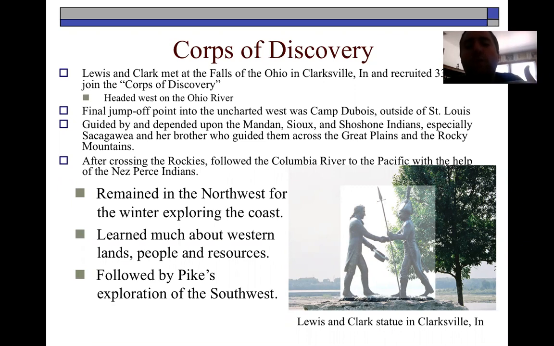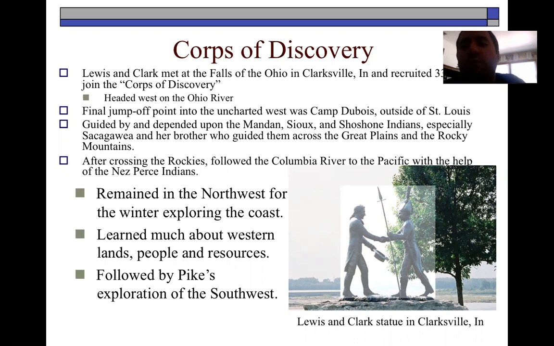So the natives are going to play a crucial role. They're going to guide them. They're going to show them the territory. Sacagawea and her brother are going to play a crucial role. They're going to guide this Corps of Discovery across the Great Plains and the Rocky Mountains. Why? Because they know the territory better than any of these explorers.